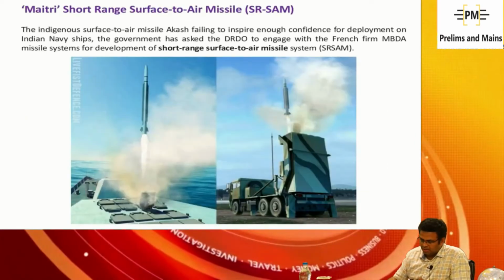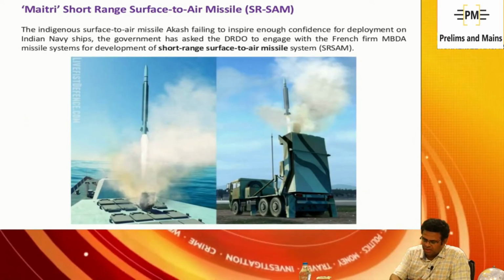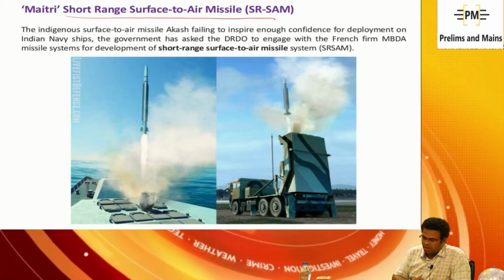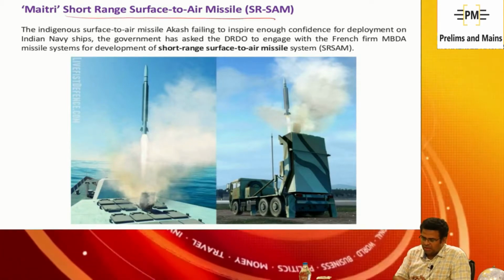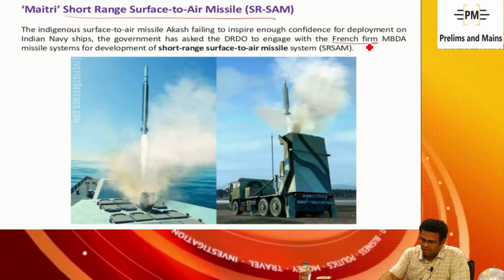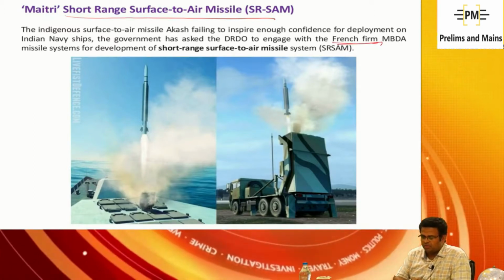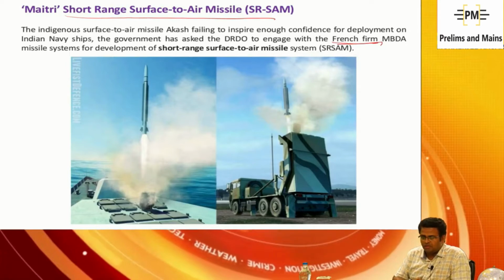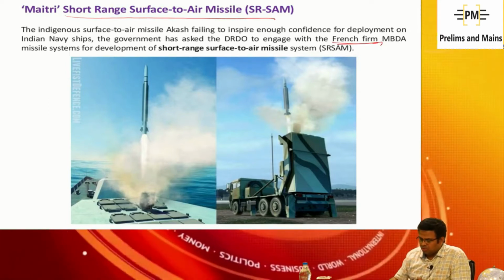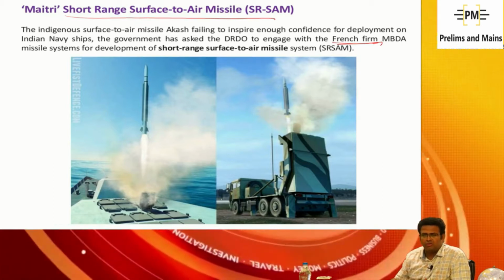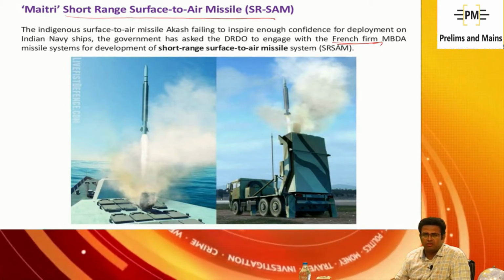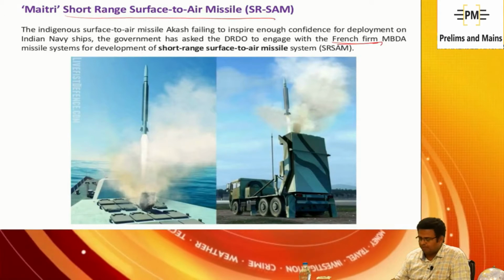And one is Maitri, which is a short range surface to air missile, formed along with the French and the Indian DRDO. So these are the missiles which have been formed, and if it is very low range, a short range, it is known as SRSAM.